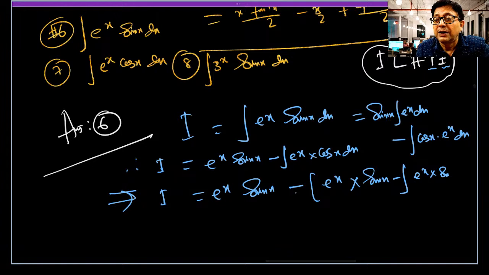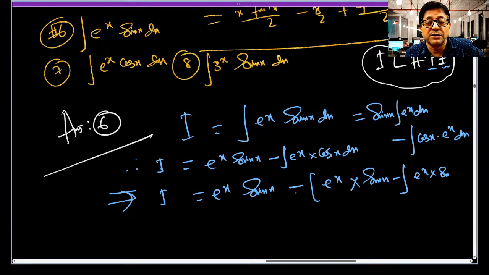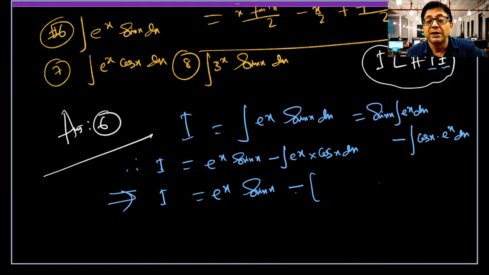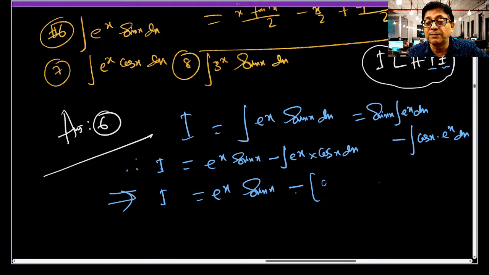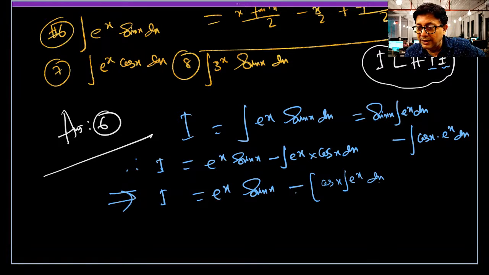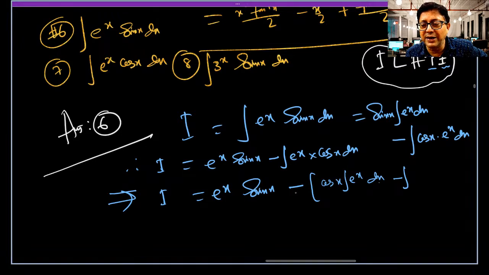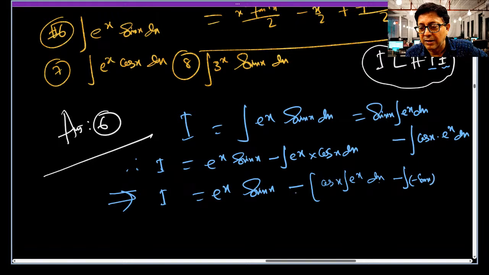Acha, one thing: this e to the power x is the first function and this is the second function. So suddenly we cannot change it here. We have to proceed in the same manner. Here you have to use the same rule. Cos x first, e to the power x dx, then minus, derivative of cos x will be minus sin x, e to the power x integration e to the power x.